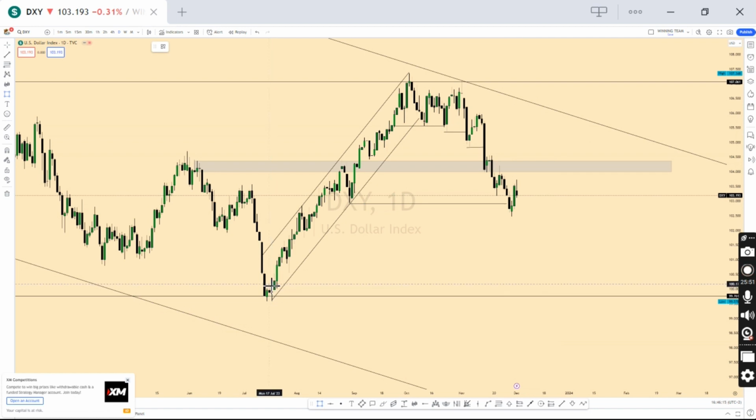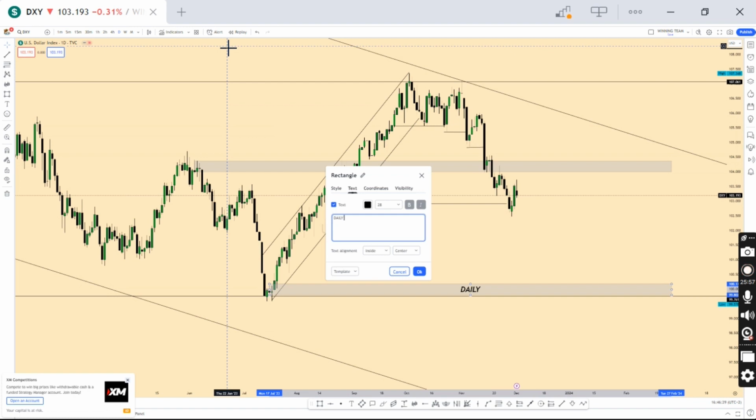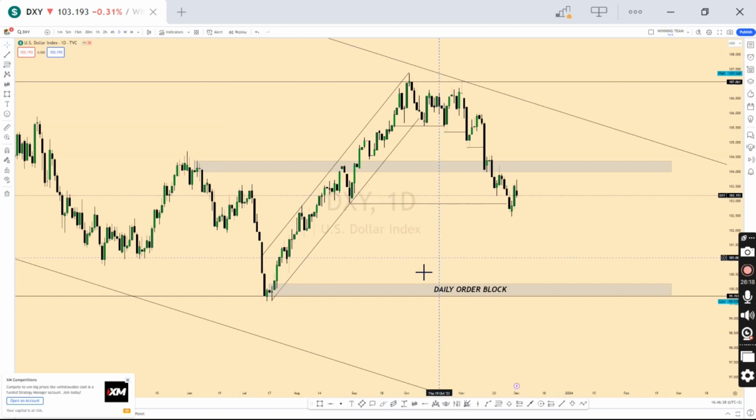Okay, so if we see a push to the upside on the dollar index, we're going to be talking about this order block here. That's where we might be checking, on our daily order block. That's our daily order block there. So that's where we might be checking for buying opportunities. But as for now, we're still going to continue pushing all the way down on the dollar index.